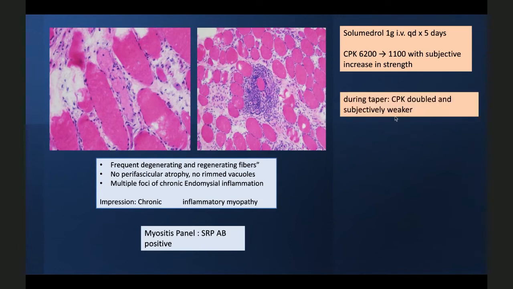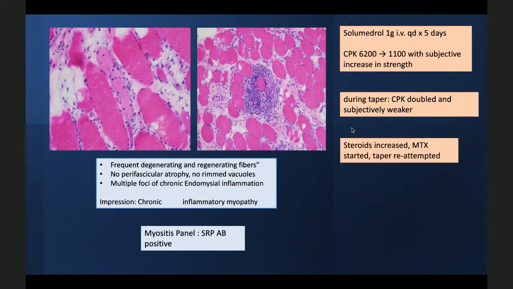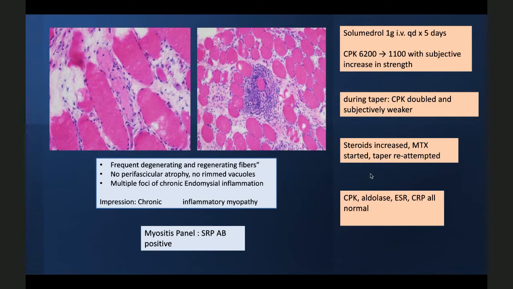And one more important thing in this is that when we do start the patient on steroids, an early or rapid steroid taper can increase their weakness and exacerbate their symptoms. So this patient was started on methotrexate at that time. And over the course of her treatment, CK, aldolase, ESR, and CRP are all normal.